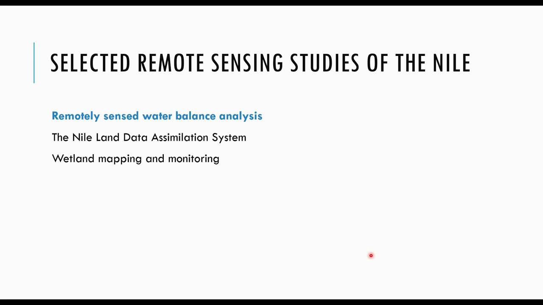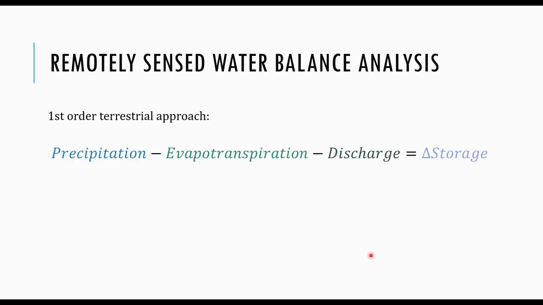So, starting with the remotely sensed water balance analysis. I'll be using here what hydrologists refer to as a first-order terrestrial water balance approach, which simply means that we're going to take precipitation falling in our area of interest, subtract off evapotranspiration, subtract off discharge from the basin, which can be surface or subsurface, though I will focus on surface in this context, and assume that through mass balance, that equation will be equal to the change in storage. And we're going to be applying Earth observation to do this.